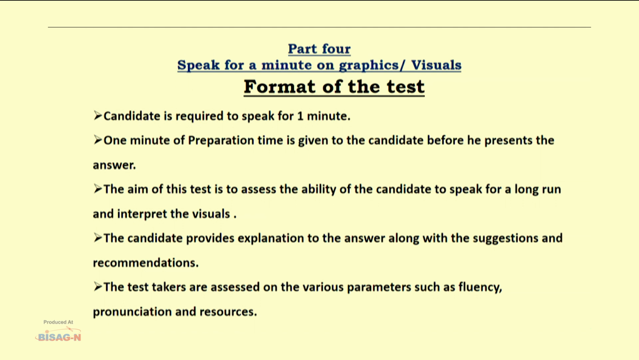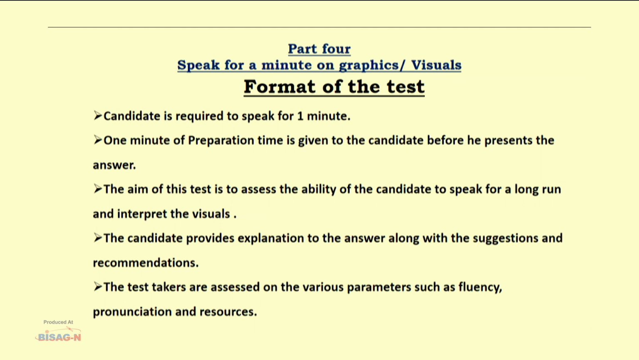The candidate provides an explanation to all the answers along with the suggestions and recommendations. So in this task, which is part 4, speak for a minute on a graphic or a visual that will be shown, the candidate has to make sure that he or she provides an explanation of the answer along with recommendations and suggestions.